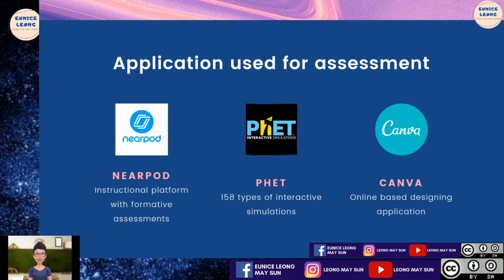The next application that I use especially for experiments is the FAT interactive simulation. There are over 158 types of interactive simulations that we can use, especially for science lessons. The last application that I'm going to use is Canva. Canva is an online-based designing application that helps students, teachers, or anyone out there to design creative and professional-looking designs.